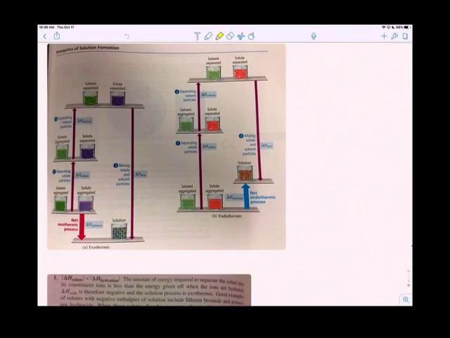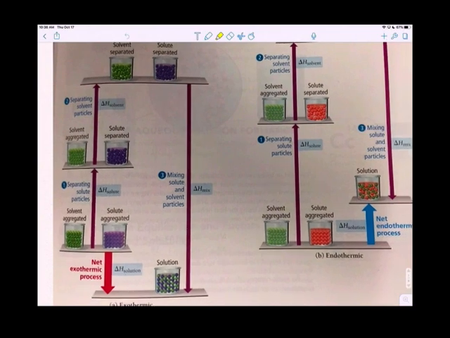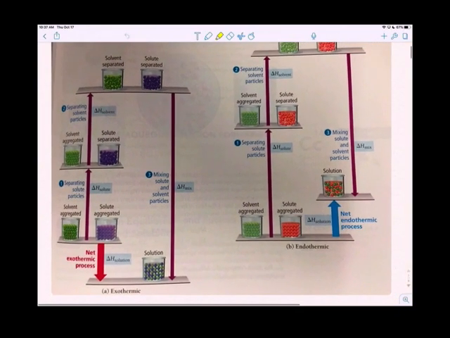All right, continuing on, talking about solutions, and let's start with the energetics of solution. This looks a lot like the Born-Haber cycle, if you remember that from last semester. You start off here where you have a solvent and a solute, and the idea is that these steps here are endothermic.